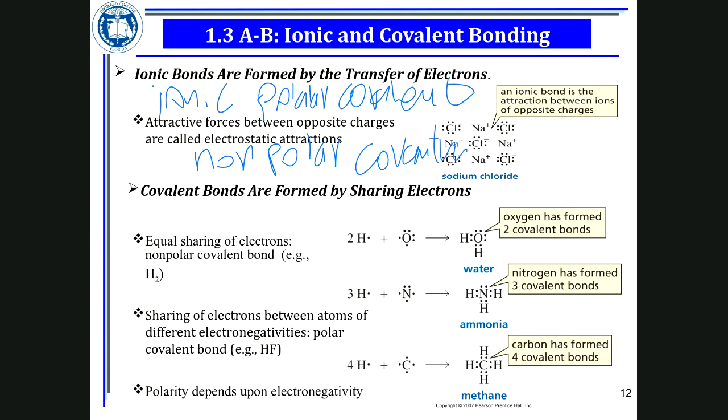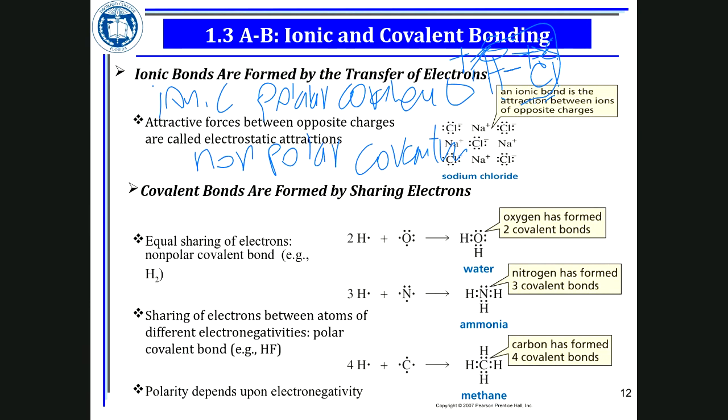Ionic is between metal and non-metal. Polar covalent is between 2 non-metals that are different from each other, just like hydrogen with chlorine. Which one has higher electronegativity? Based on the position of chlorine in the periodic table, chlorine has more electronegativity, so it's going to pull the electrons toward chlorine. Electrons are going to spend more time around chlorine than hydrogen. So hydrogen is going to be slightly positive, chlorine is going to be slightly negative. This is covalent, but it is polar covalent.